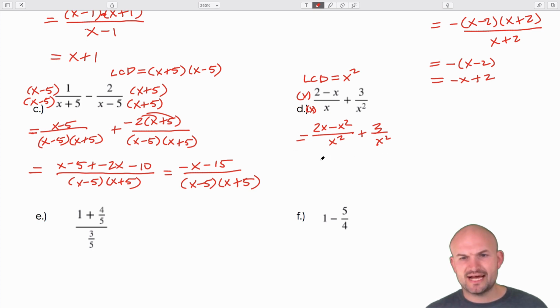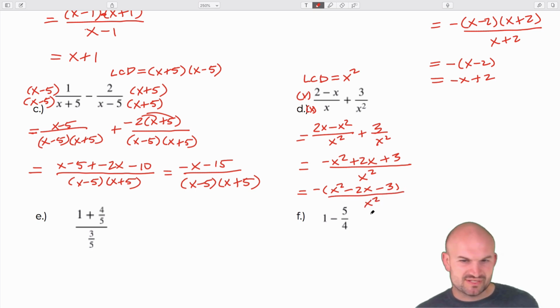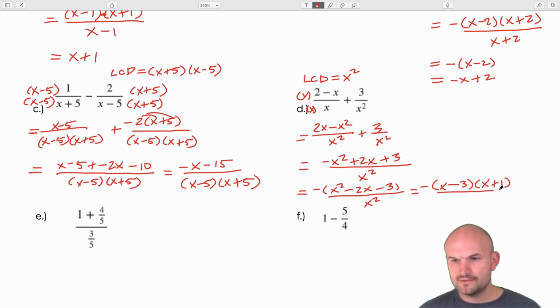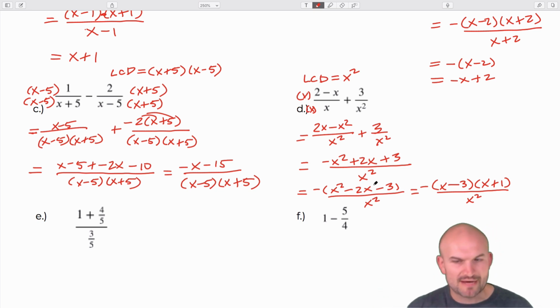And now you can see that there's really nothing I can add up there. So I'm just going to write those as one expression here. So we have negative x squared plus 2x plus 3 all over x squared. And then actually, let's factor out this negative. So we have x squared minus 2x minus 3 all over x squared. It's not going to help us simplify this. We could actually factor that, though. I'm not sure how that would help us out in this case, but you could write this as x minus 3 times x plus 1 over x squared, if we needed to simplify it, or if you're looking for something special.